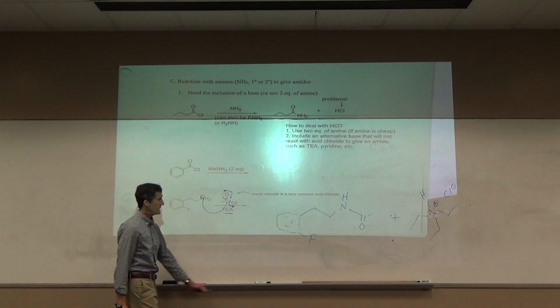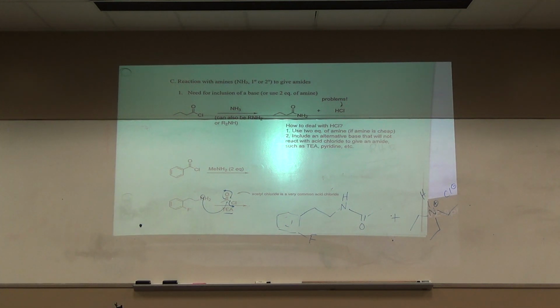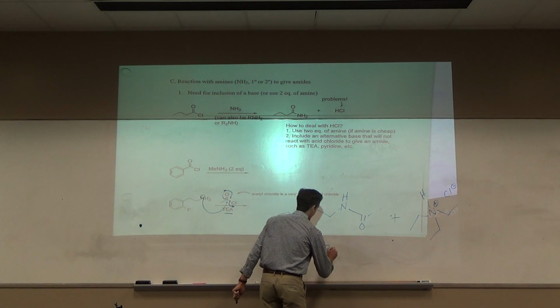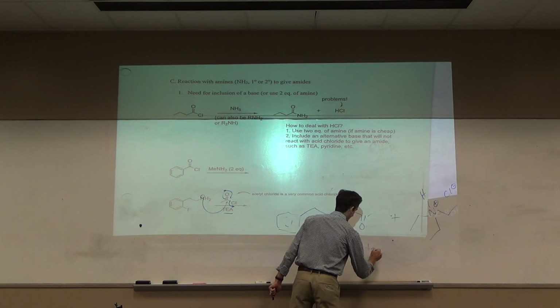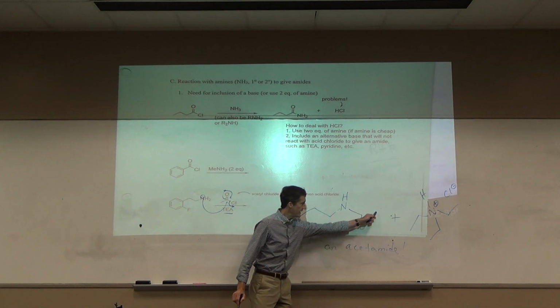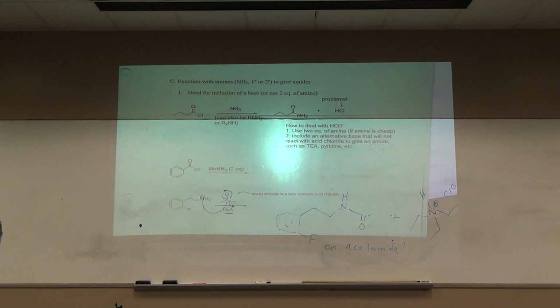What type of product do we make? Yes, it's an amide. What type of amide is that? It's an acetamide. Acetamide, acetyl group. Acetamides are a very common type of simple amide. We made the acetamide by reacting the amine with acetyl chloride.